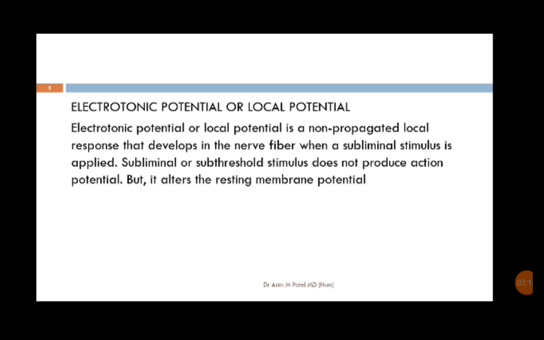Electronic potential or local potential. Electronic potential or local potential is a non-propagated local response that develops in the nerve fiber when a subliminal stimulus is applied. Subliminal or subthreshold stimulus does not produce action potential, but it alters the resting membrane potential.